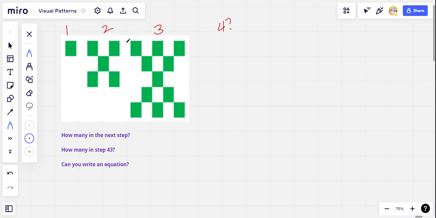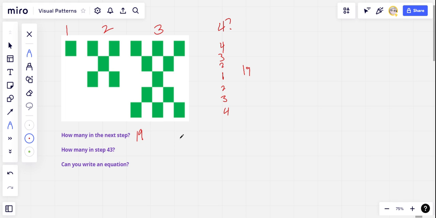So if I were to predict, we've got a row of 1 here and then 2 rows of 2, and then 2 rows of 3. So in the next step, I think we're going to add a row of 4 on the top and a row of 4 on the bottom. So for step 4, I think this is how many we're going to have, however many that is. So this is 7, 9, 10. So that is 19 for step 4. All right, so that's our prediction for step 4.